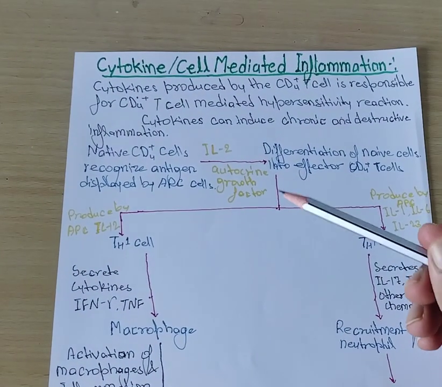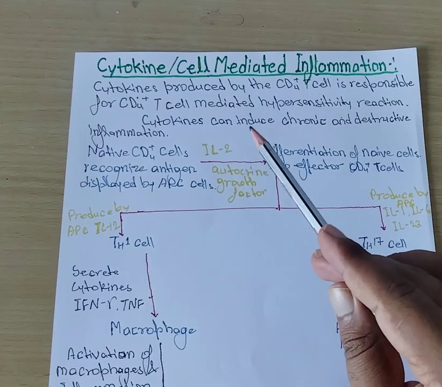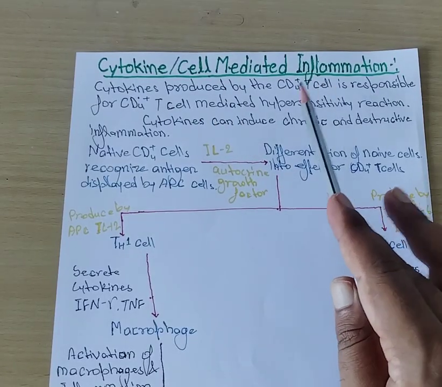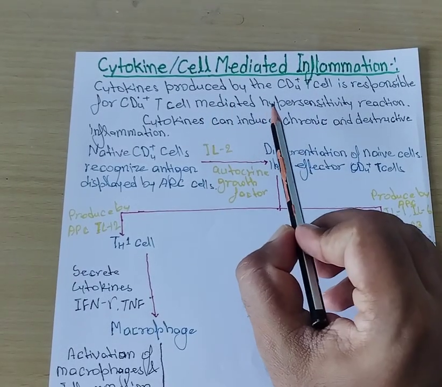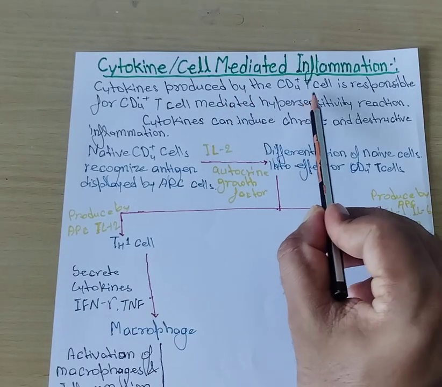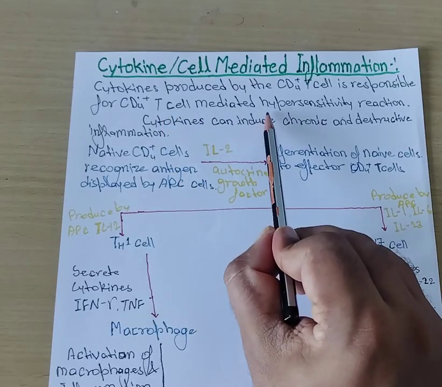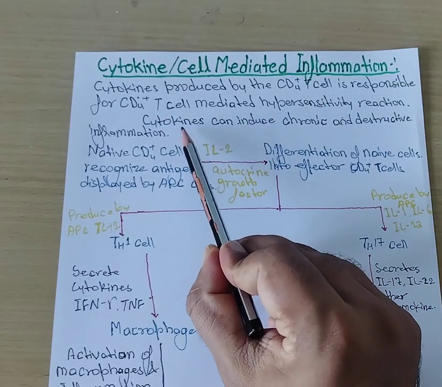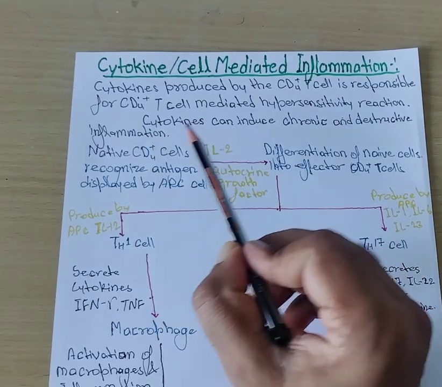Now we will see in detail about type 4 hypersensitivity reaction. First is cytokine or cell-mediated inflammation. Cytokines produced by CD4 T cells are responsible for CD4 T cell mediated hypersensitivity reaction. Cytokines can induce chronic and destructive inflammation.